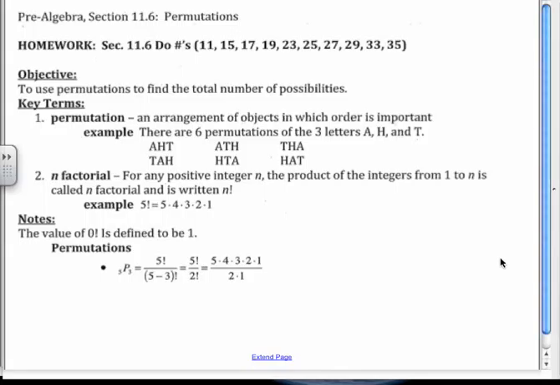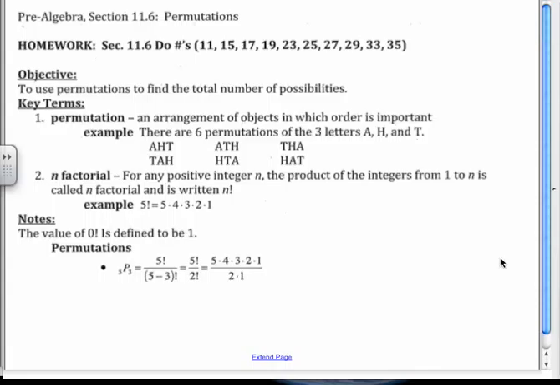Okay, guys, today we're going to talk about permutations, okay? And the objective, the thing that we're trying to do, is we want to be able to use permutations to find the total number of possibilities for something to happen, okay? And I'm going to use this one for an example here in just a second.